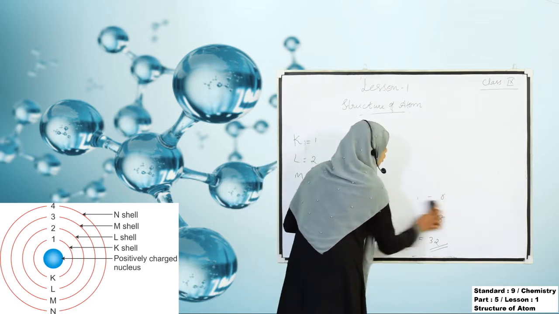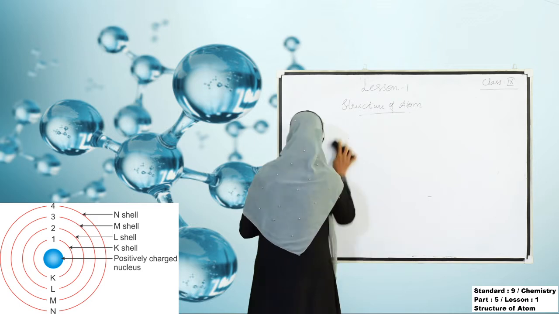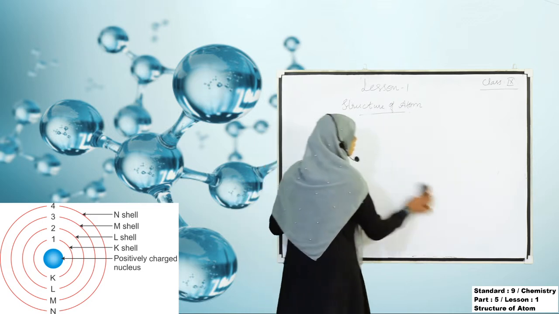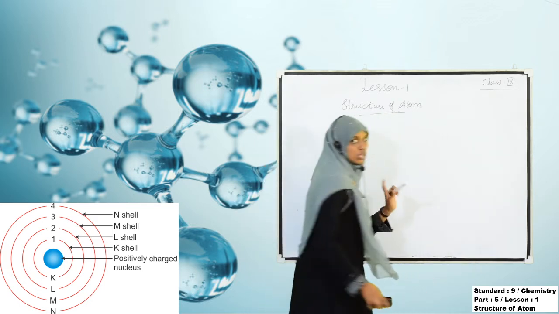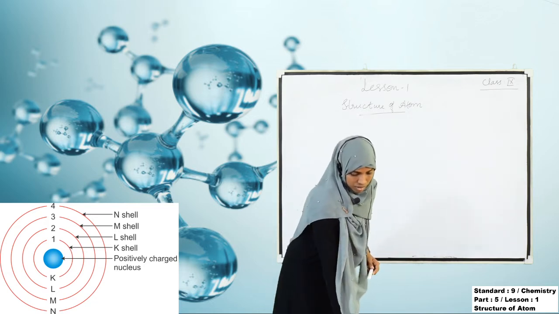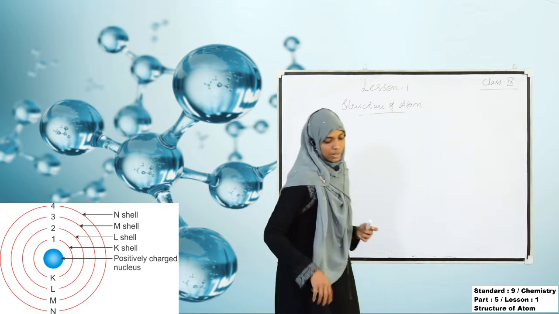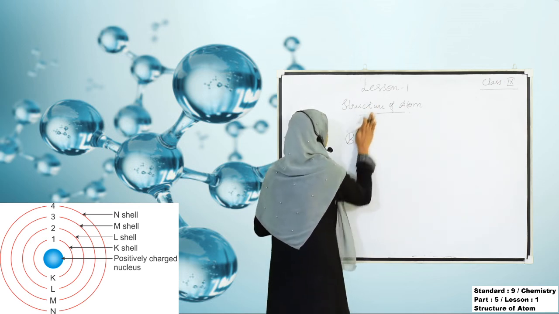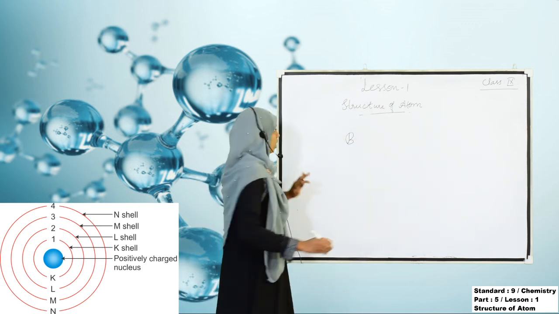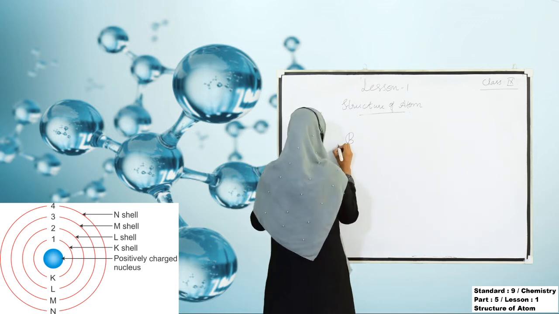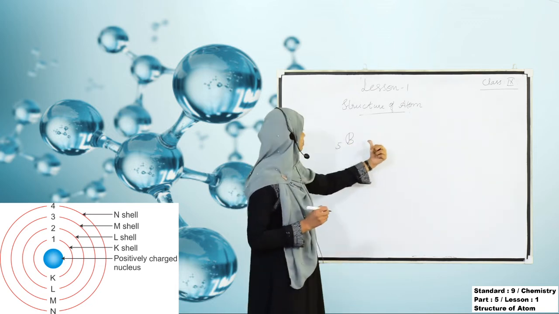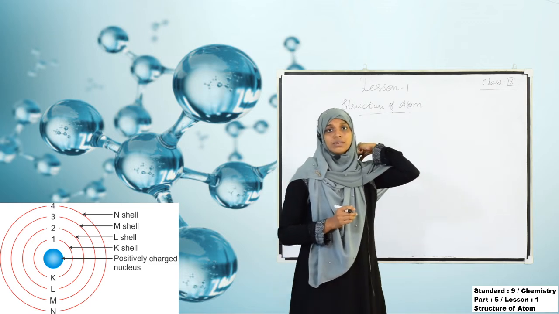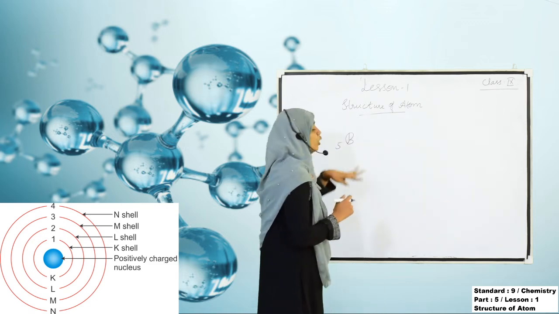Okay, we can also represent this using the Bohr model. One example we can check now, and another example we will check in the next class. So one example I am going to do is boron. The symbol of boron is B, and the atomic number is 5. Then how can we represent it according to the Bohr model?